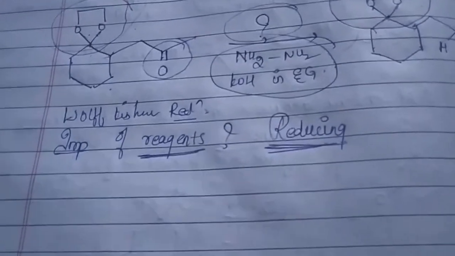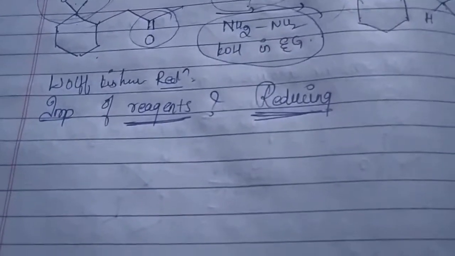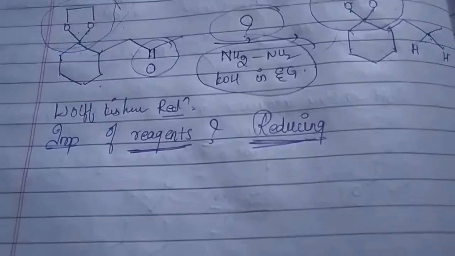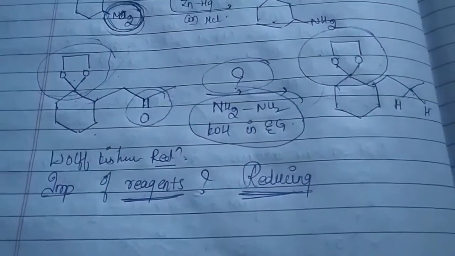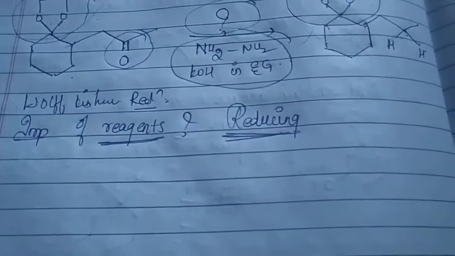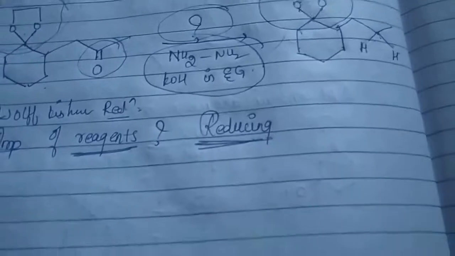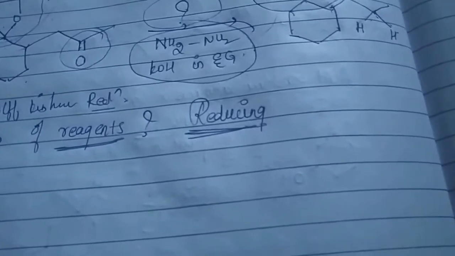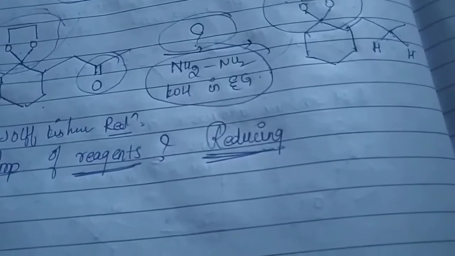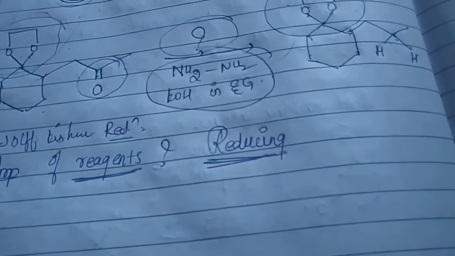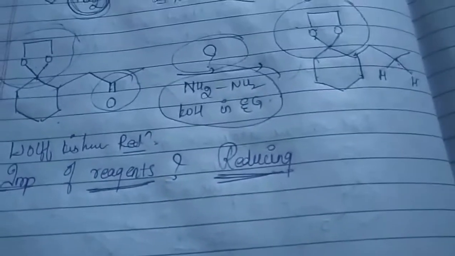Similarly in the case of sodium borohydride. But when the same carbonyl compounds are treated with zinc amalgam in concentrated HCl, or hydrazine in KOH and ethylene glycol, the same carbonyl compounds are getting reduced to what? Hydrocarbons. So that is the importance of reagents. We can alter the products by using the same reactants.